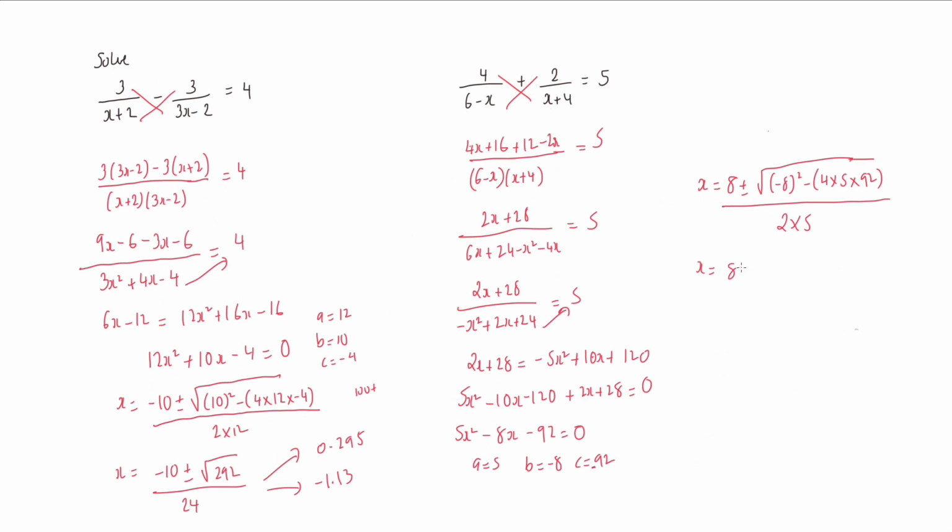So if we do 8 plus or minus square root, minus 8 squared is 64, minus 4 times 5 times 92 gives us 1840 over 10. So x equals to 8 plus or minus, if you minus that by 64, that gives us square root minus 1776 over 10. Now you probably put that in your calculator and it'll give you a maths error. The reason why it's a maths error is you can't have a negative inside a square root. So I guess in this case, what you just say is no roots. That's it. But for your exams, that's not really going to happen.